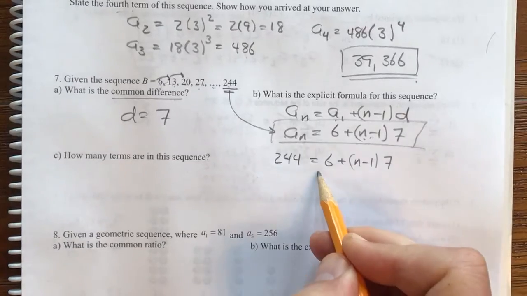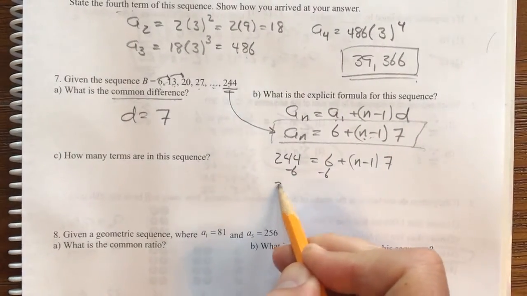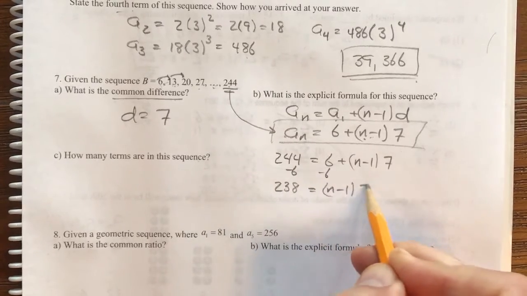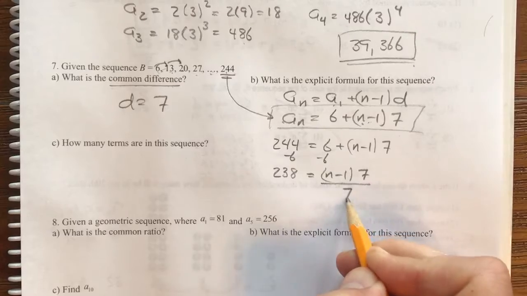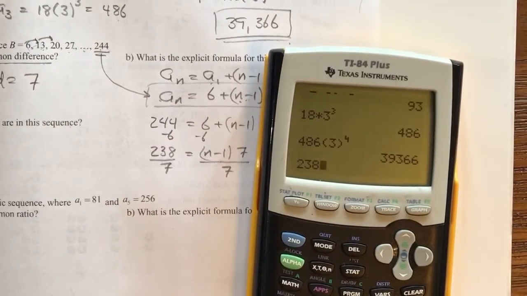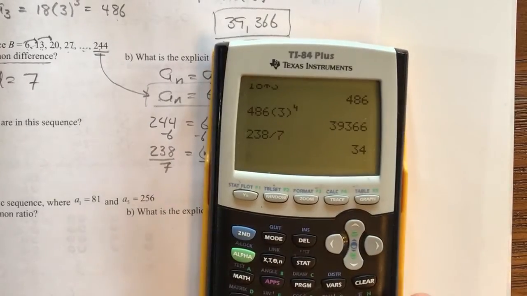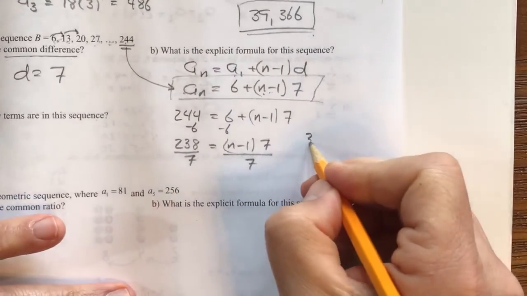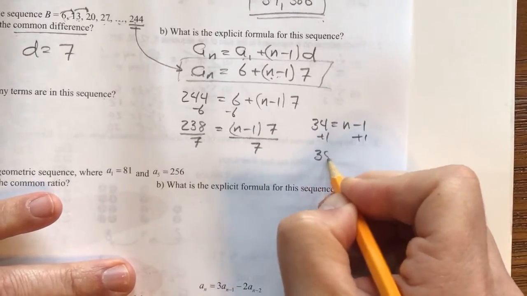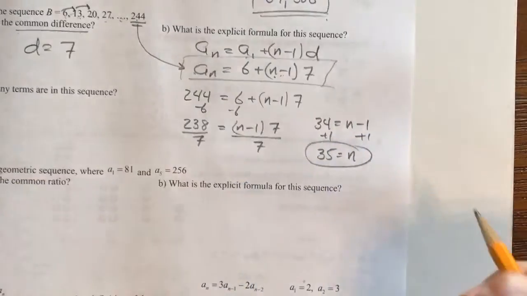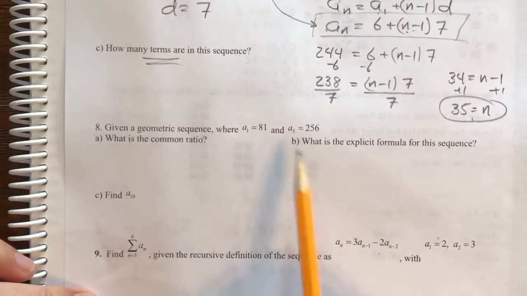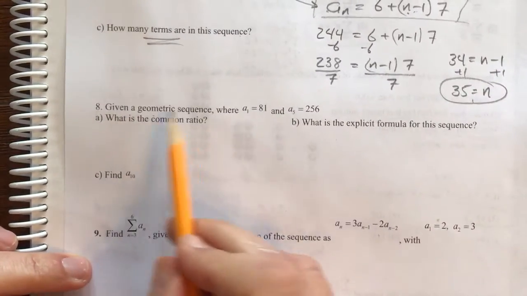Solve for n. So I'm going to take away 6. That gives me 238 equals (n minus 1) times 7. Hopefully when we divide by 7, I get a whole number. 238 divided by 7 is 34, which is equal to n minus 1. Add 1 to both sides. So there are 35 terms. How many terms are there? 35. All right. This is the same kind of question, only it's a geometric sequence.